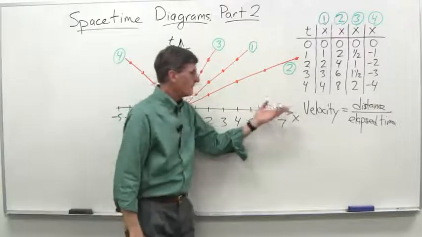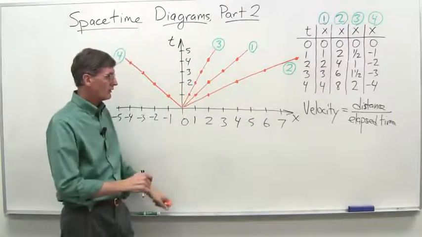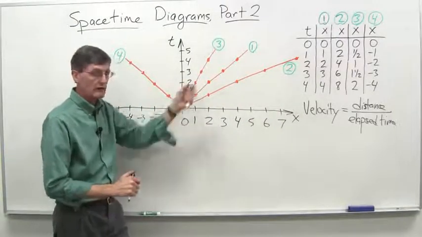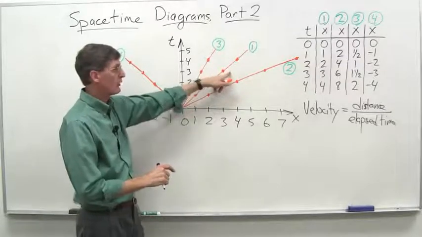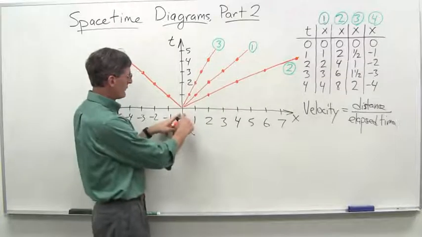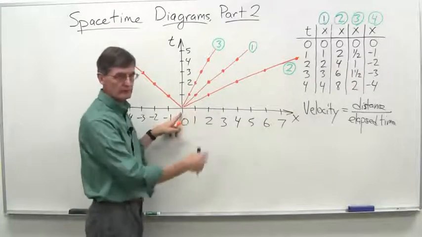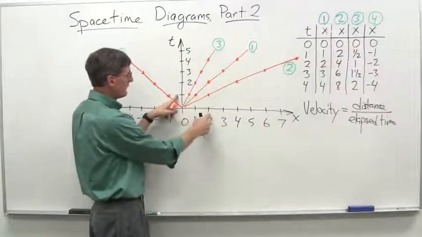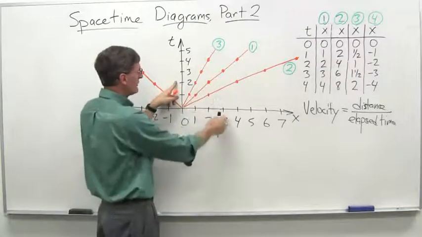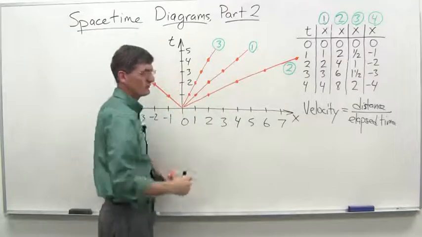So how does that relate to our diagrams here, or our world lines? Let's take the first one, run number 1. Just looking at it, we can say, using meters here, that we went 1 meter in 1 second, and then 2 meters in 2 seconds, and then 3 meters in 3 seconds, and 4 meters in 4 seconds.